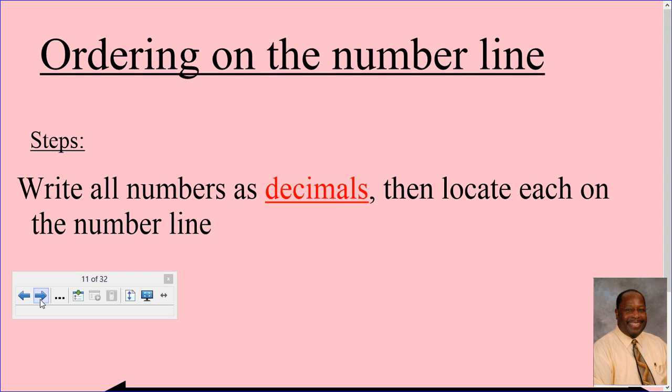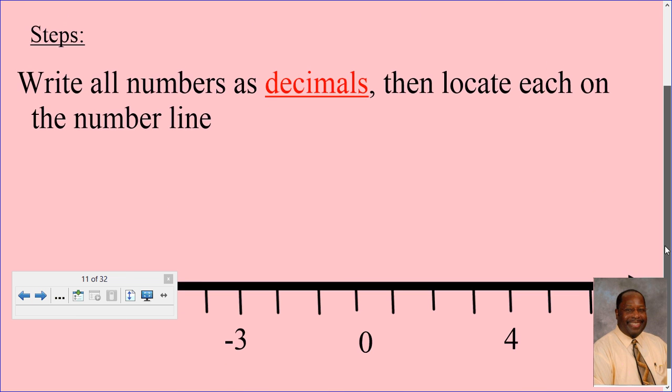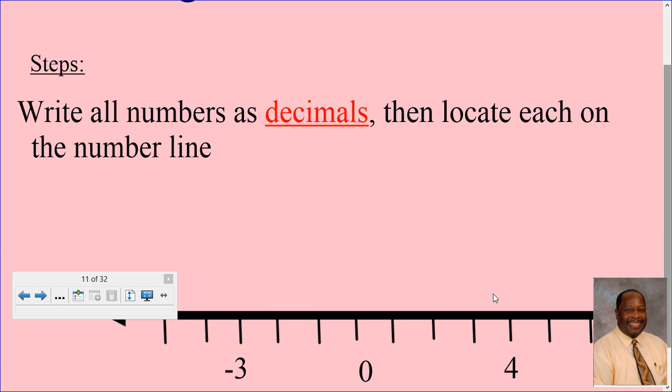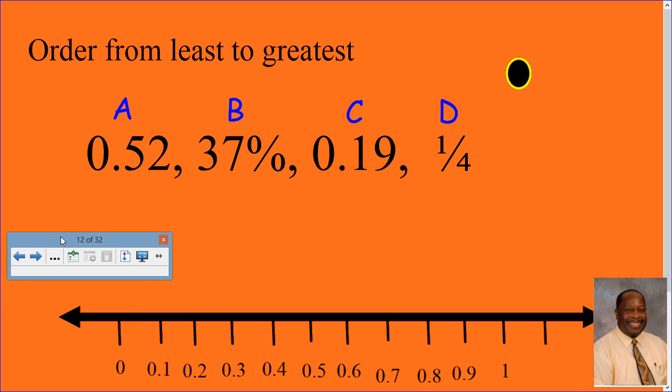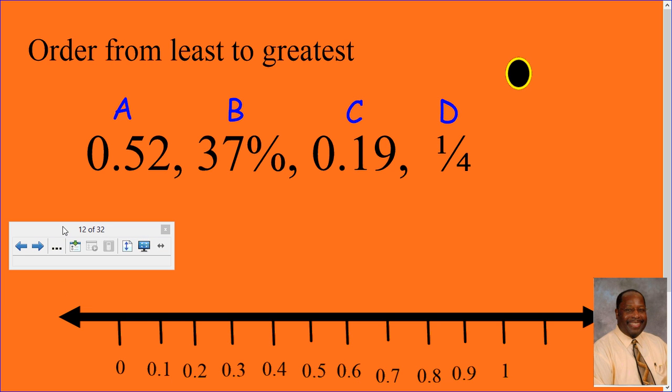So remember, ordering on the number line, write all the numbers as decimals, then locate each of those numbers on your number line. Here's one for you. Try it yourself. See if you can locate and order those on the number line correctly.